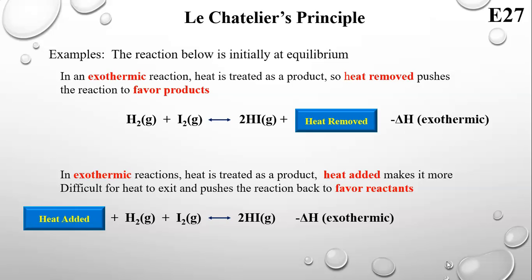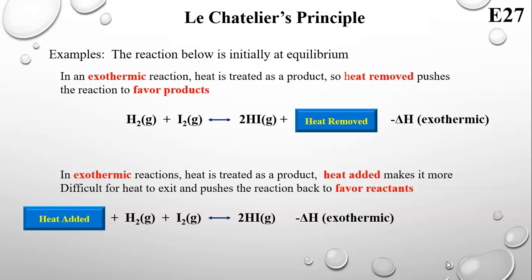How about an exothermic reaction? In an exothermic reaction, heat is treated as a product. It comes out of the reaction. So heat removed pushes the reaction in favor of products. So heat wants to come out of that reaction.